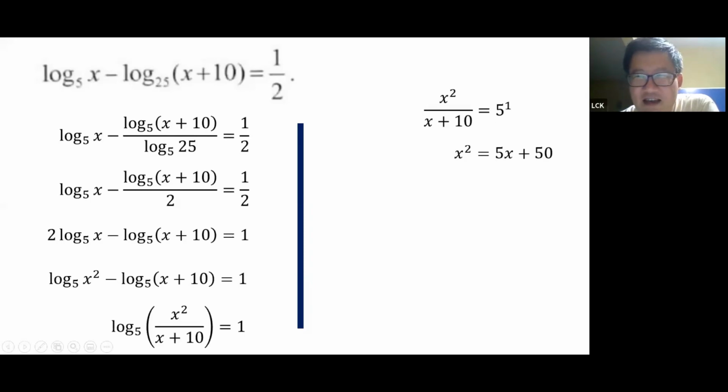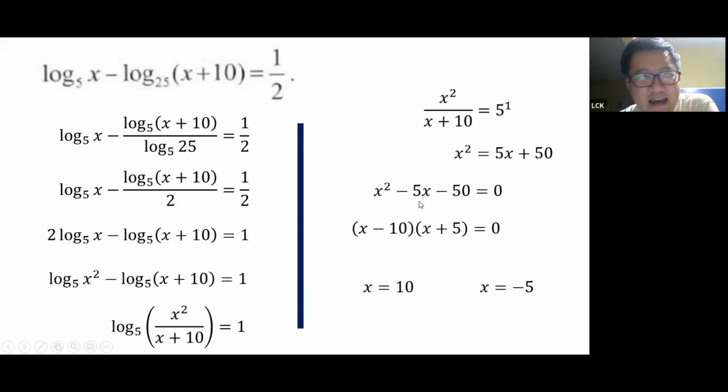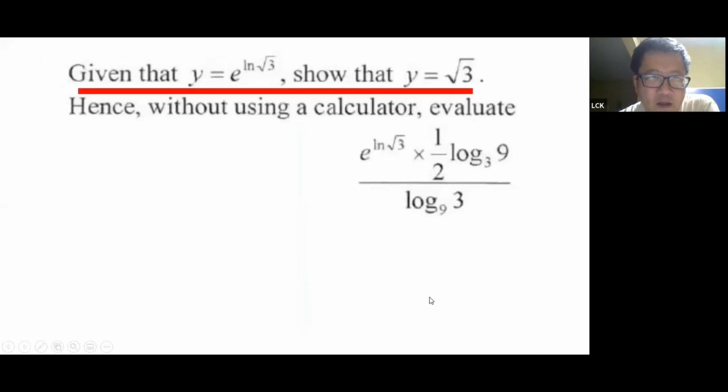5 times x is 5x, 5 times 10 is 50. Get your quadratic equation, factorize the thing, and what are your two solutions? x equals to 10 and x equals to minus 5. And because of your log base 5 of x here, you can knock that out, because log base anything of a negative number is a no-go, is undefined. So what you're left with is simply your other solution, x equals to 10. And again, I will leave it to you to verify that this is indeed the answer.